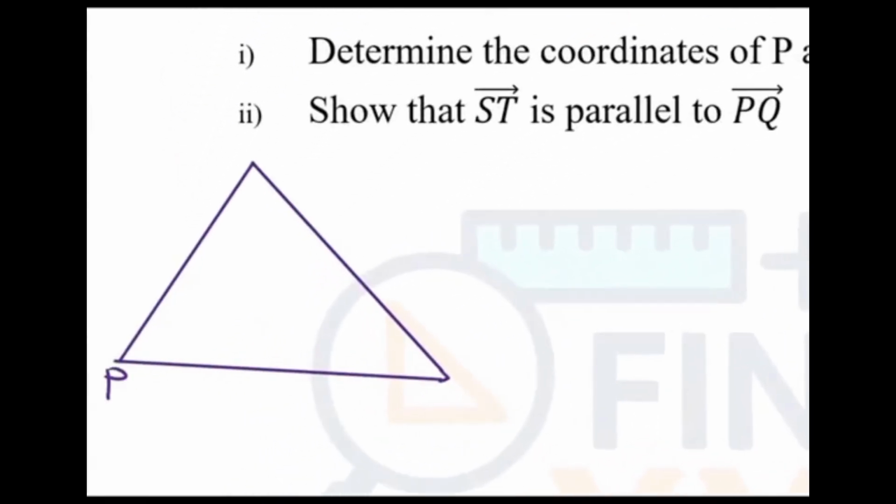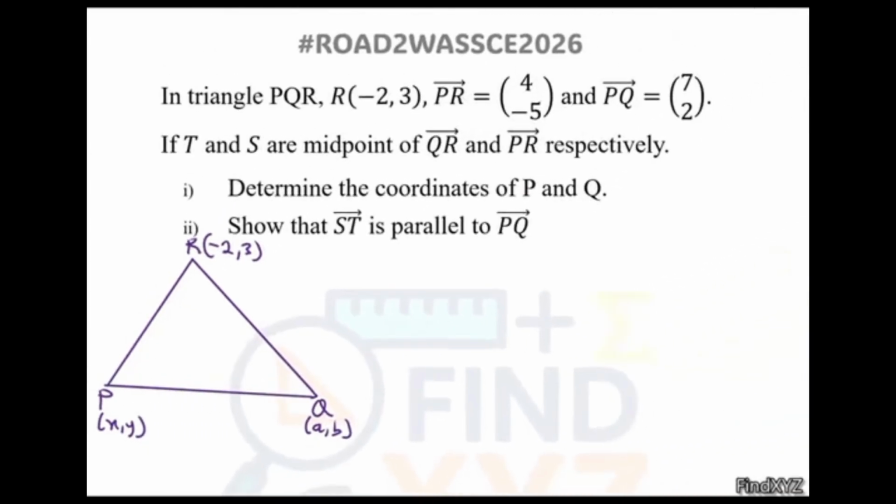So we have point P, point Q, and point R. And we have been given point R to be (-2, 3). We don't know point P, so we'll label that as (x, y), and we also don't know point Q, so I will label that as (a, b). But we have two vectors, vector PR to be (4, -5), and vector PQ to be (7, 2).